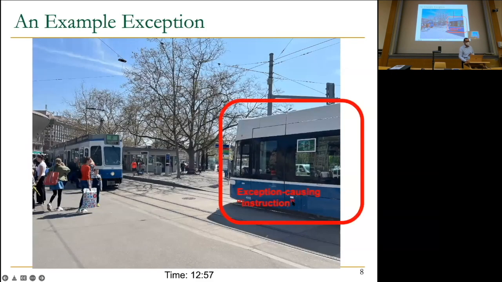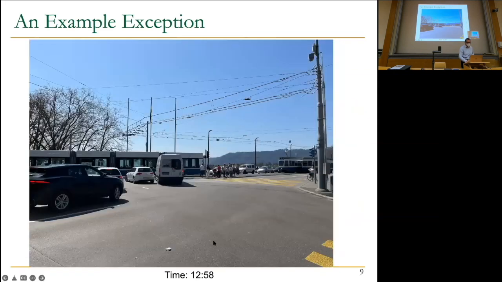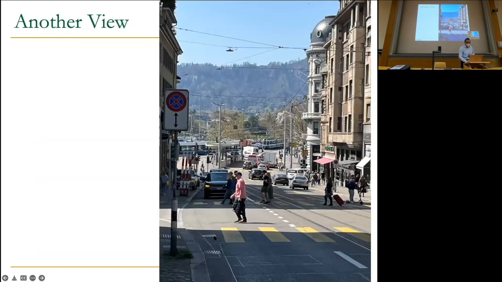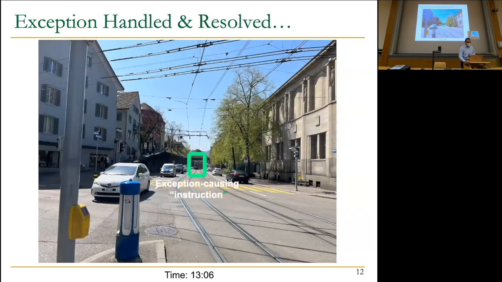Now you can see this is an exception causing instruction. I'm not making this up, because you can see that this train did not actually go to the station. It's waiting. This is 2 minutes later. This is 3 minutes later. This is 5 minutes later, I guess. It's still there, as you can see. And this is a closer up view, if you want to see that. But finally, the exception is handled and resolved. This is, I don't know, 11 minutes later, but probably it was handled 2 minutes before that.